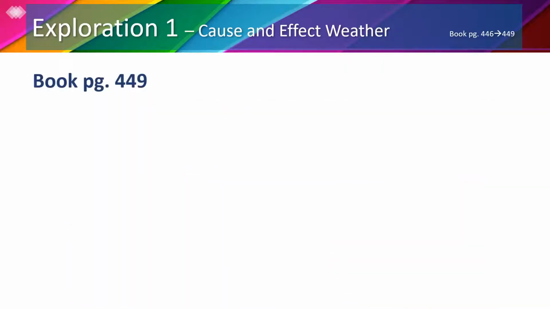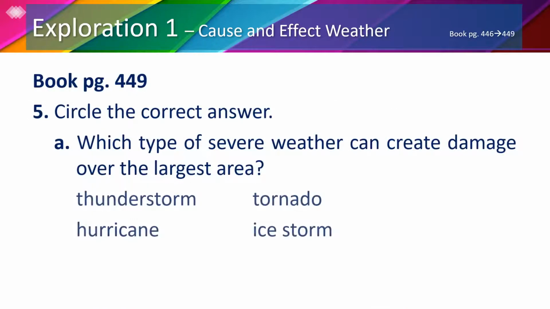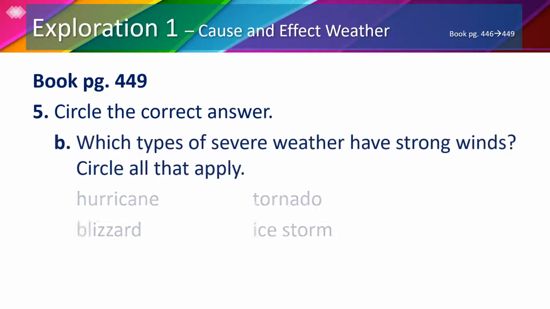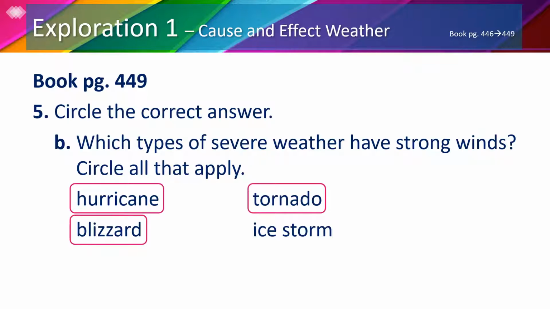On the same page, number 5, we need to circle the correct answer. Part A. Which type of severe weather can create damage over the largest area? Some types of severe weather cause damage only in the area they occur in, like thunderstorms, tornadoes, and ice storms. Hurricanes, however, are known for causing damage across large areas. Part B. Which types of severe weather have strong winds? Circle all that apply. Most severe weather types have strong winds, such as hurricanes, tornadoes, and blizzards. Ice storms usually include snowfall with mild winds.